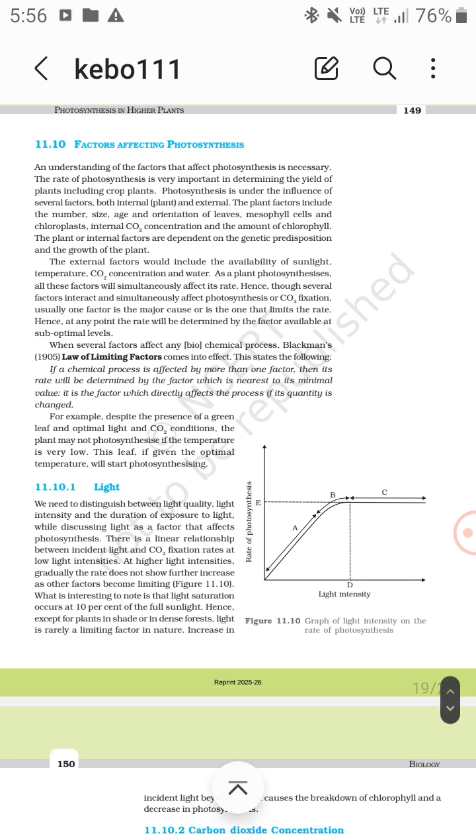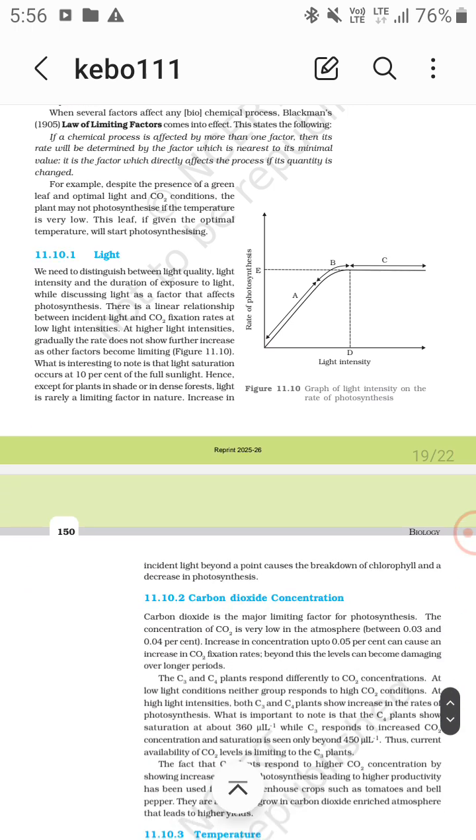Okay, now light. You see in the diagram the rate of respiration and light intensity A, B and C, right? So there is a linear relationship between incident light and CO2 fixation rates at low light intensity. So CO2 fixation rate and light intensity have a linear graph. But at higher intensity, gradually the rate does not show further increase as other factors become limiting.